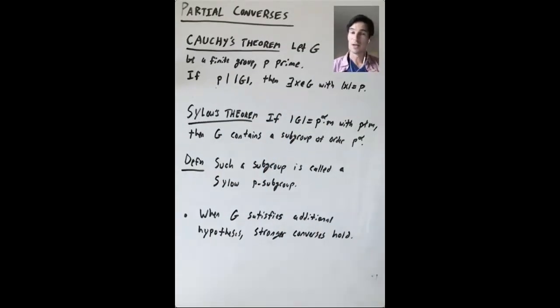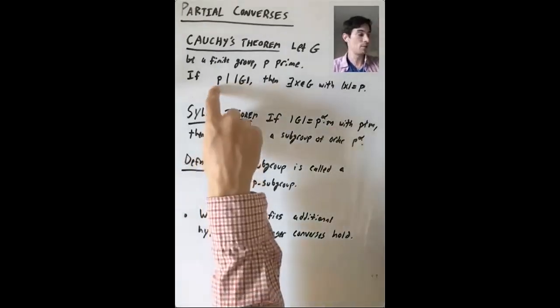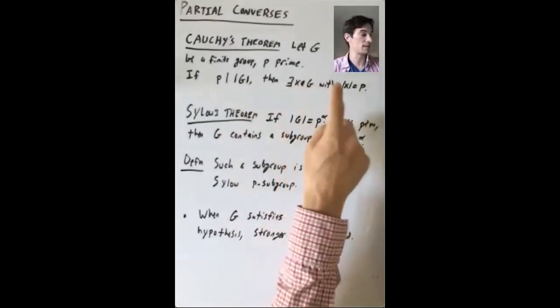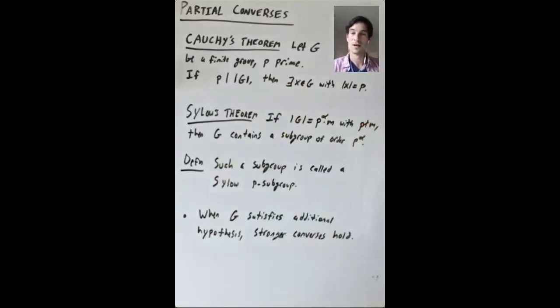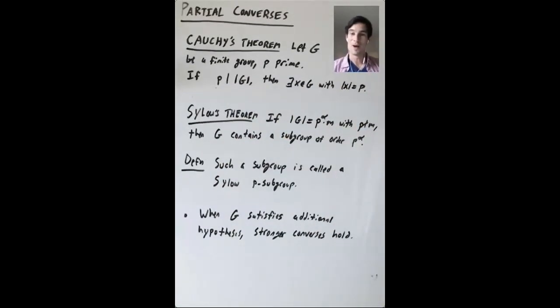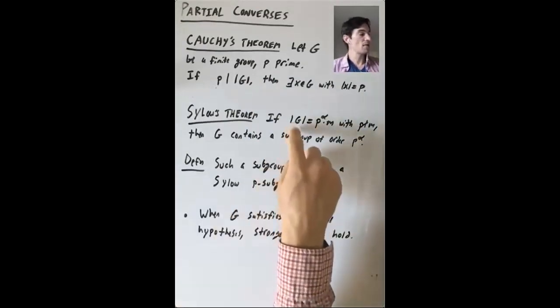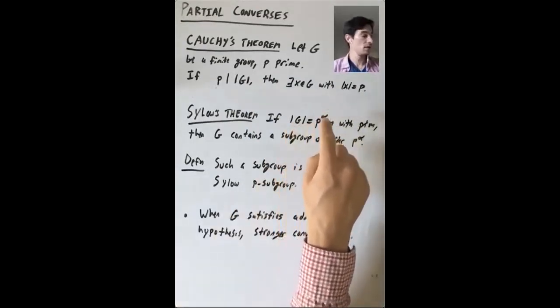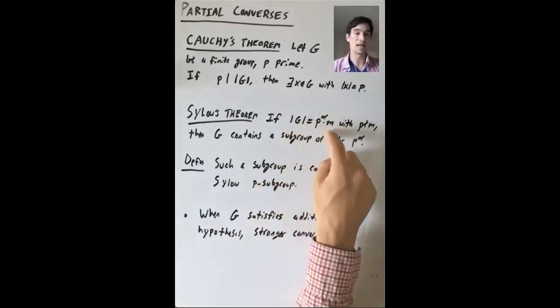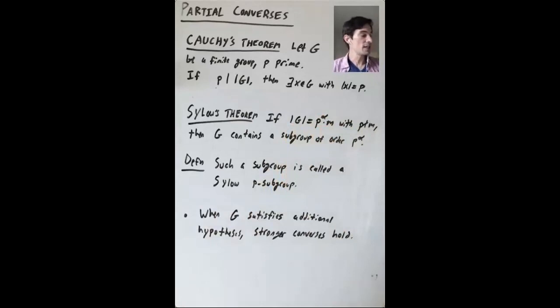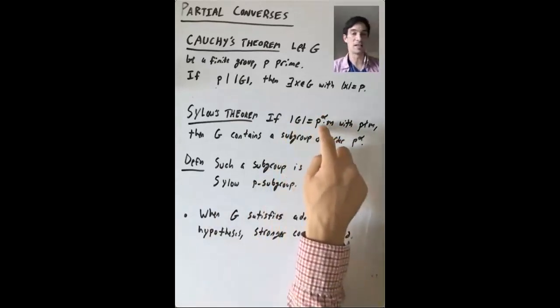So it's not true that if d is a number that divides the order of the group, there always is an element x of order d, but it is true when d is a prime. If you have a prime dividing the order of the group, there exists an element with that prime order. What about this statement about subgroups? Well, the big result here that we're going to prove, again, later in the course, is called Sylow's theorem. If you have a group whose order is p to some power alpha times m, where m is not divisible by p, then G contains a subgroup of order p to this power alpha.